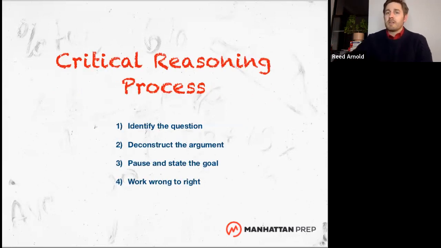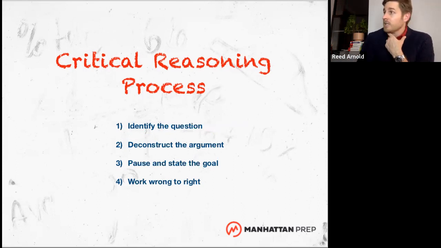So, just a reminder of the four steps in a critical reasoning question. First thing you're going to do is identify the question that you see. What kind of question is it? Now I'm going to put a little caveat with that today, because sometimes the prompt of the question might seem like it's not, in this instance tonight, a weaken-the-argument question.